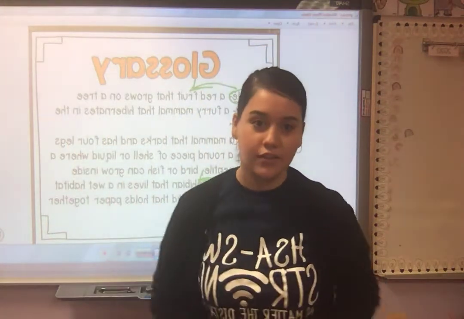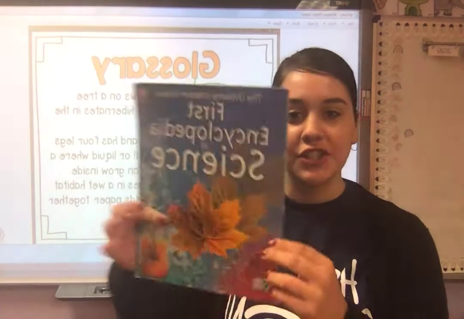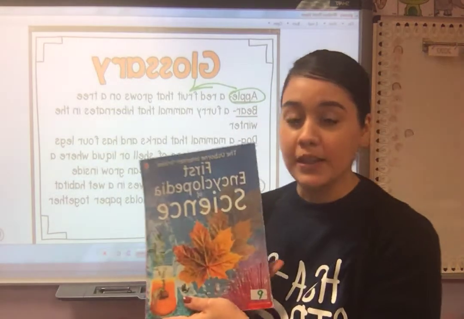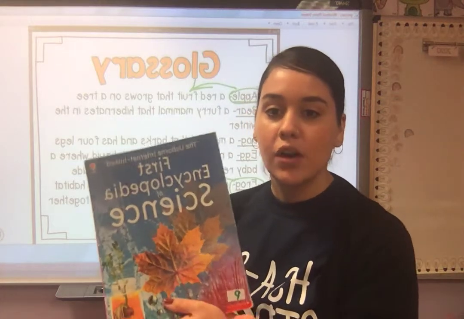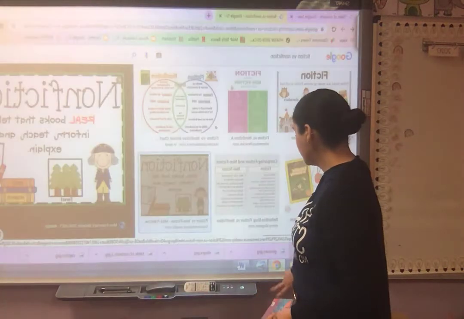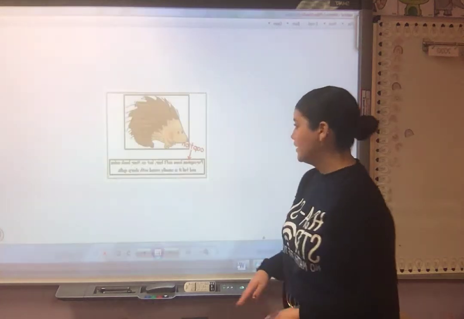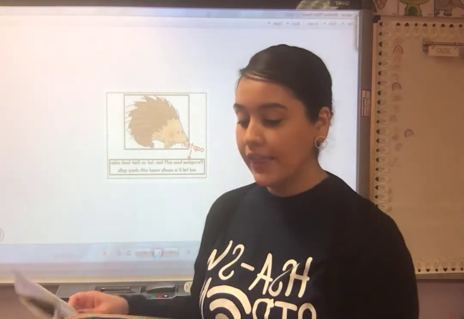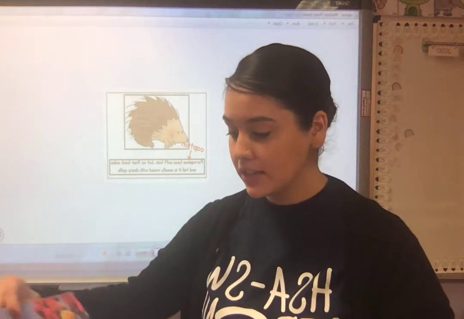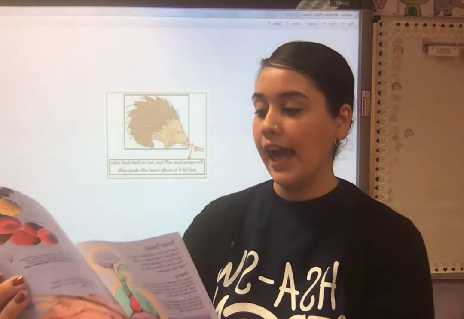I'm going to show you another example of some other nonfiction text features. So remember my example that I pulled up earlier? This is a nonfiction book. It's not fake, it's real. It gives us a whole bunch of information about science. So I showed you guys what a table of contents looks like. Now I'm going to show you what a caption looks like. This one has a whole bunch of different captions. So there's a whole chapter about the human body in this book, and there's a caption right here.